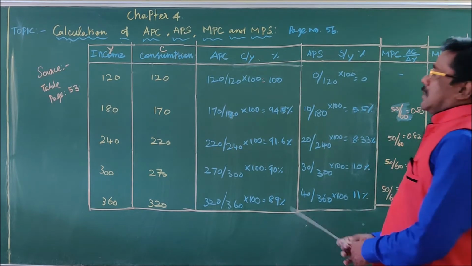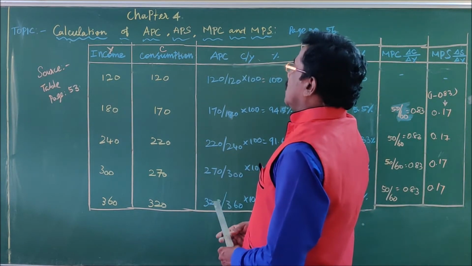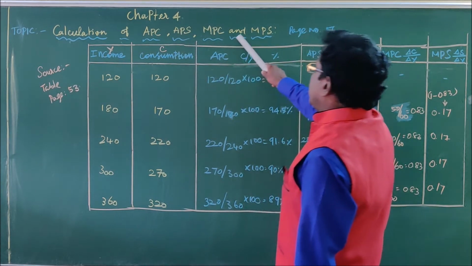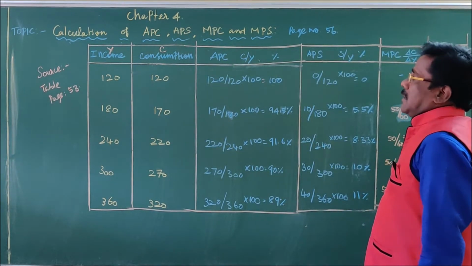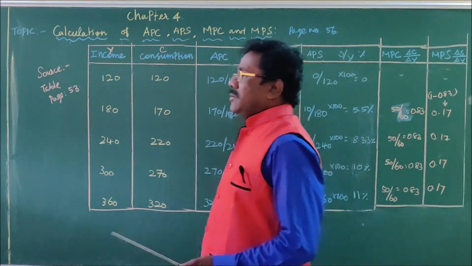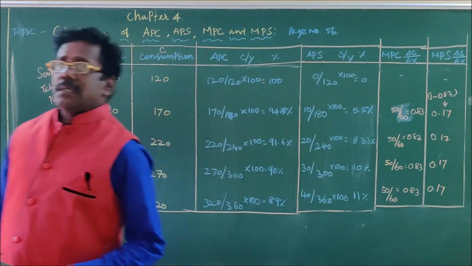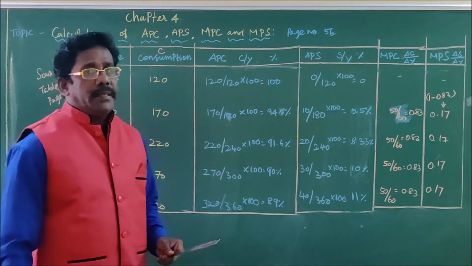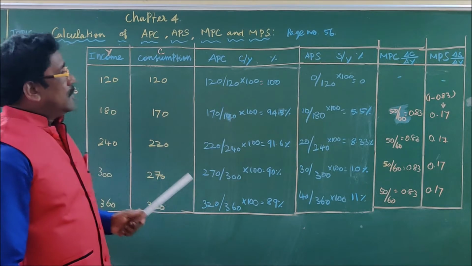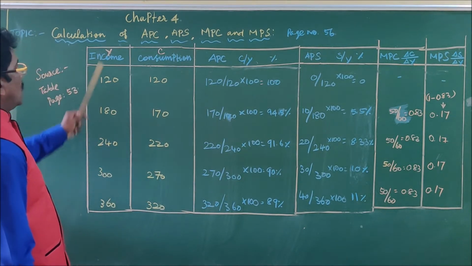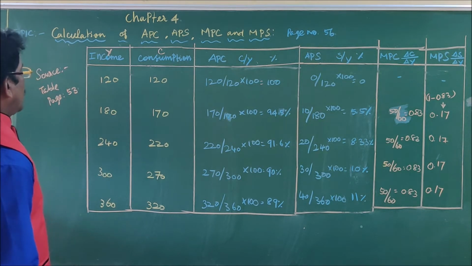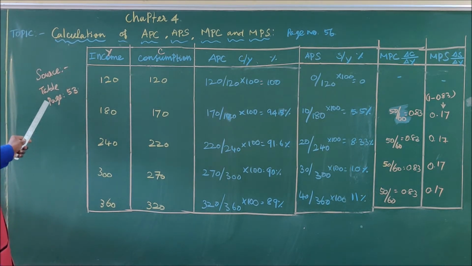Yes, listen students. So the topic is now calculation of APC, APS, MPC and MPS. In the previous class we saw the calculation of APC, MPC, APS and MPS in a theoretical manner. Now we will do the calculations of all four concepts by doing a problem. The table is given in our textbook page number 53.